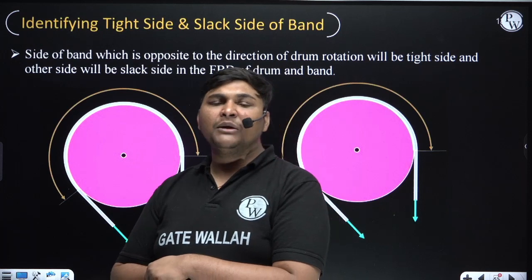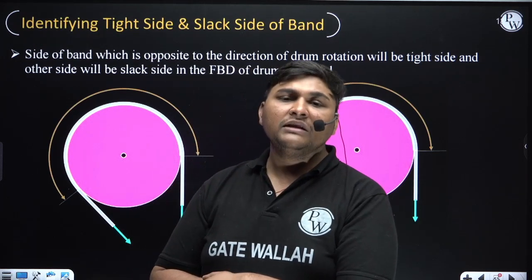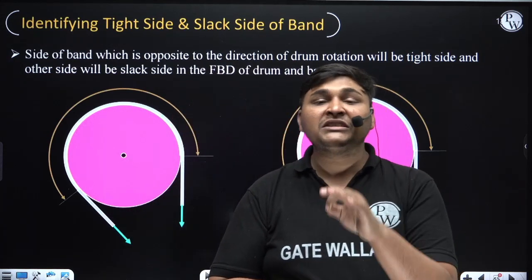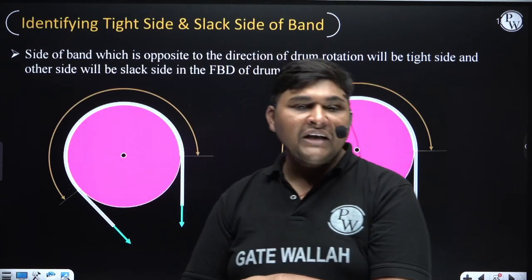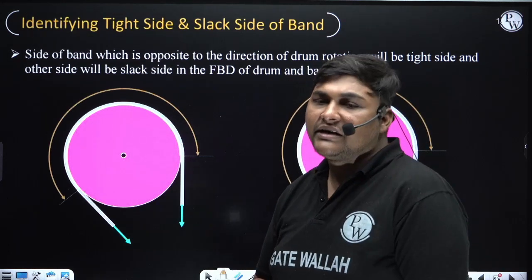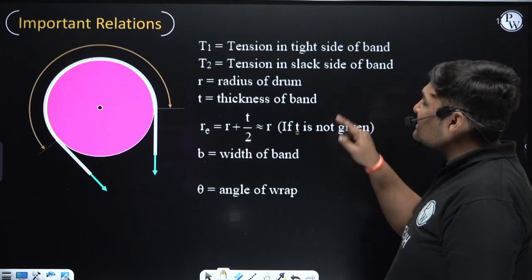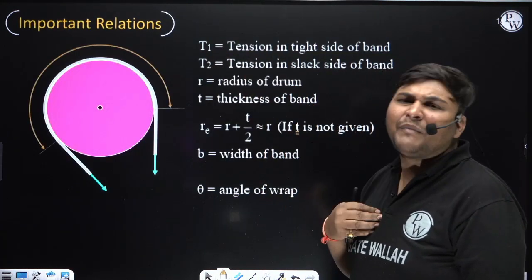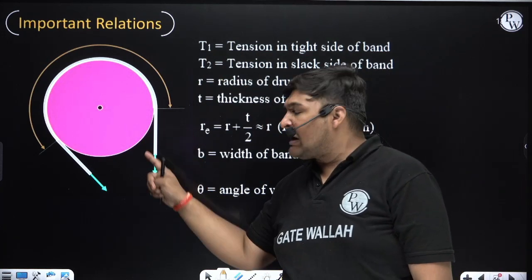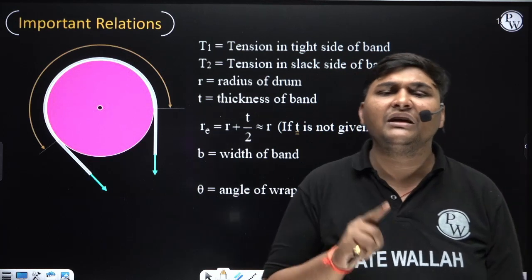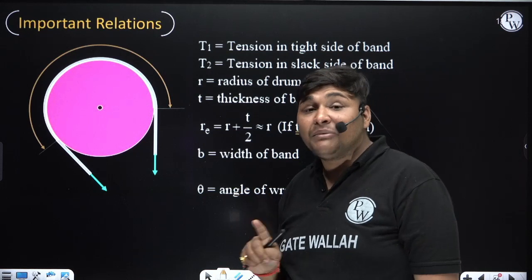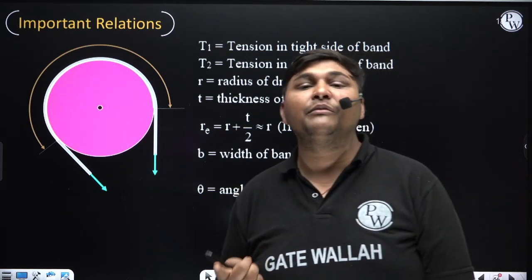But if there is friction between band and pulley or rope and pulley, then the tension on both sides cannot be the same. And the side whose tension is more is known as the tight side. The side whose tension is less is known as the slack side. Okay, I will denote tension in the tight side as T1, it is my notation, and tension of the slack side as T2. Whenever in this diagram I write T1, it is the tension of the tight side; when I write T2, it is the tension of the slack side. And since T1 is the tension of the tight side, definitely T1 will be more than T2.